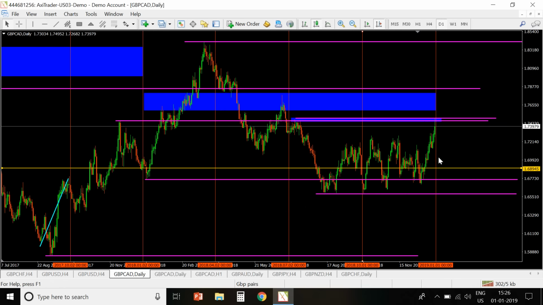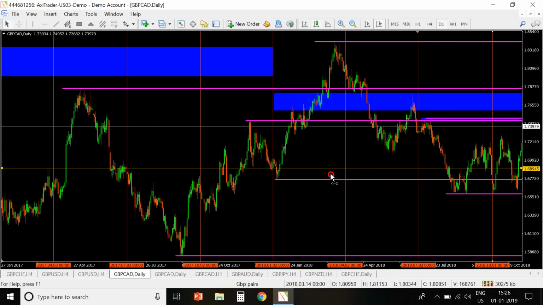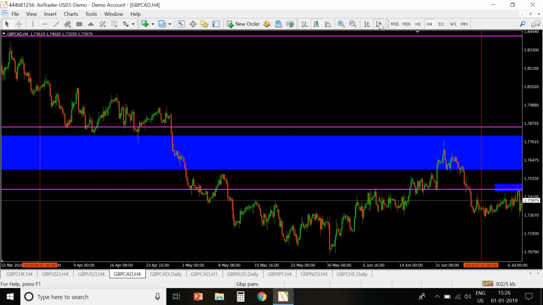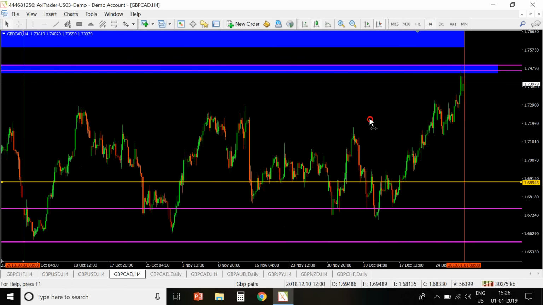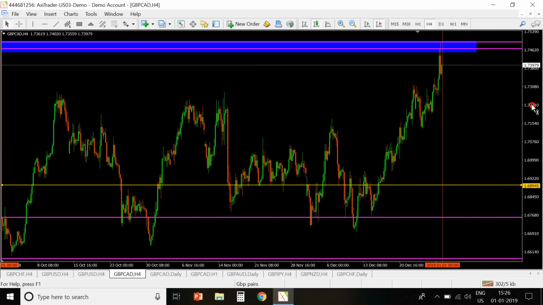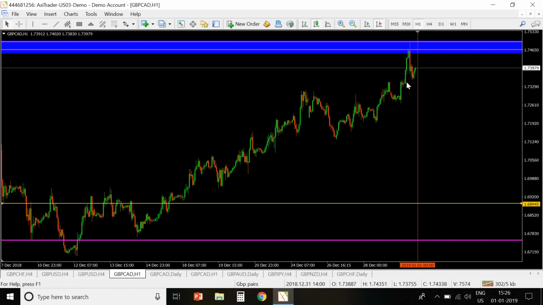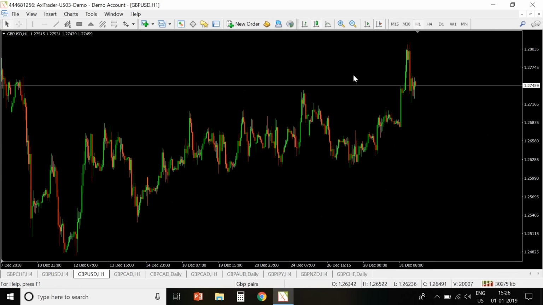Let me clear this. Okay, fine. See, my point here is how to use multi-pair and correlation. Let me show you. Yesterday, I mean the 31st, what happened is the pair kept on buying. See, just take GBP USD, what happened, you can see.